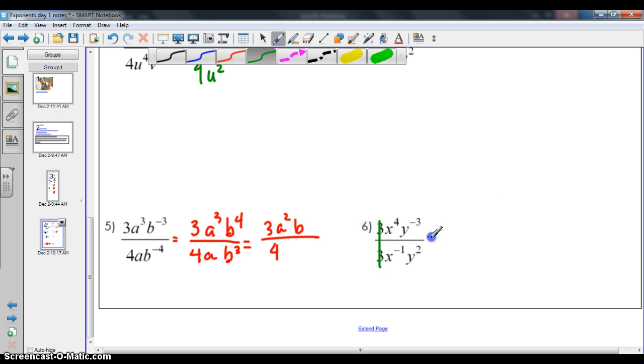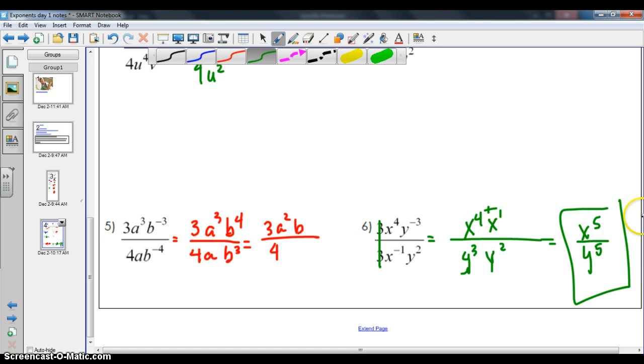3 over 3 cancels or simplifies to 1, which we don't need to put. We're going to move our exponents, moving that negative x to the first up, moving that y to the 3rd to the bottom, and then we can here simplify horizontally on the same level. Think of it that way. So we add those exponents together. So it's x to the 5th over y to the 5th, and that's it. Can't simplify vertically because those are different variables.